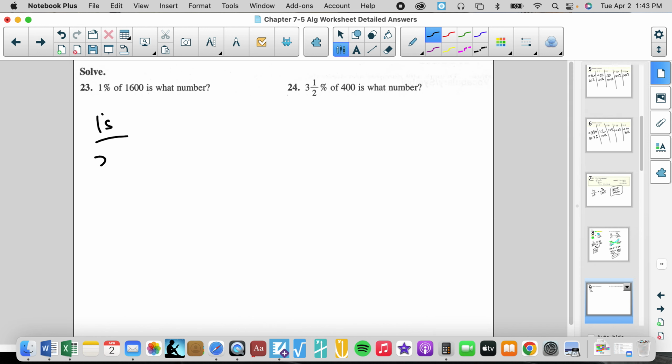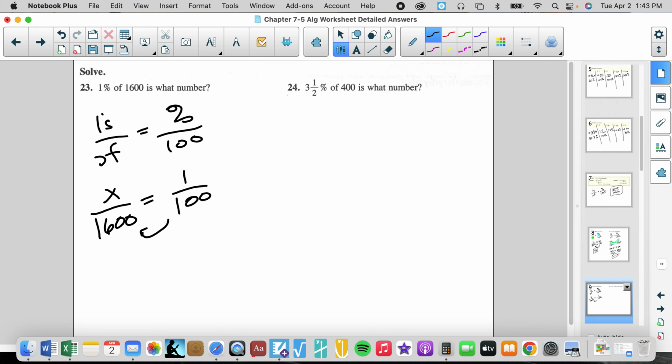Is over of equals percent over 100. Is still my unknown. Of 1600 equals 1% over 100. I'm going to go from known to unknown if I multiply by 16. So I'm going to multiply the numerator. So 16 is my answer. And see how fast we can do this? I like this one. Watch this one.